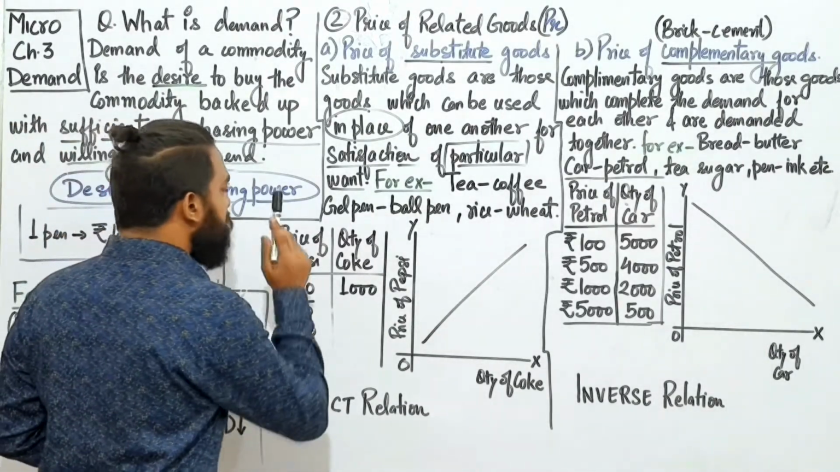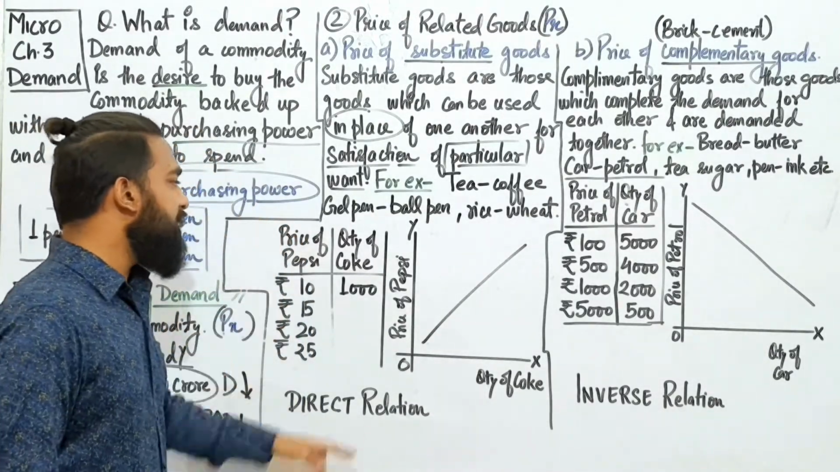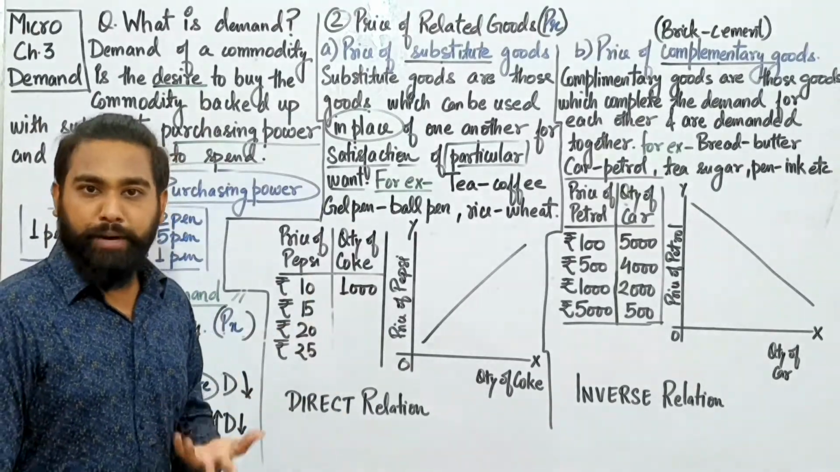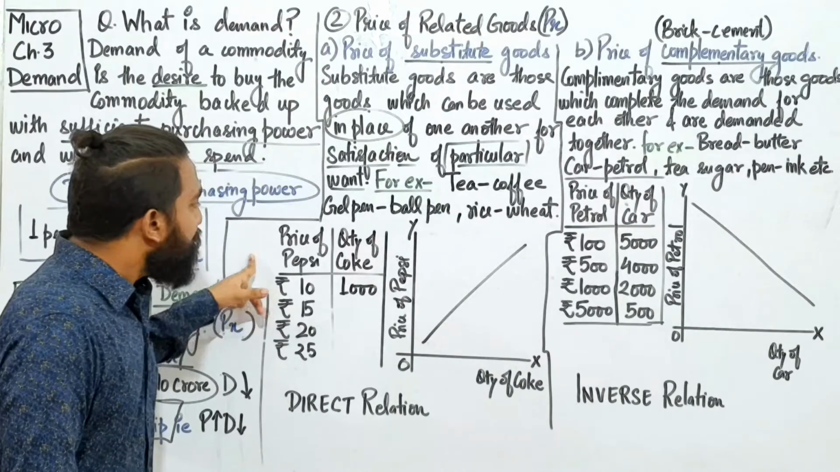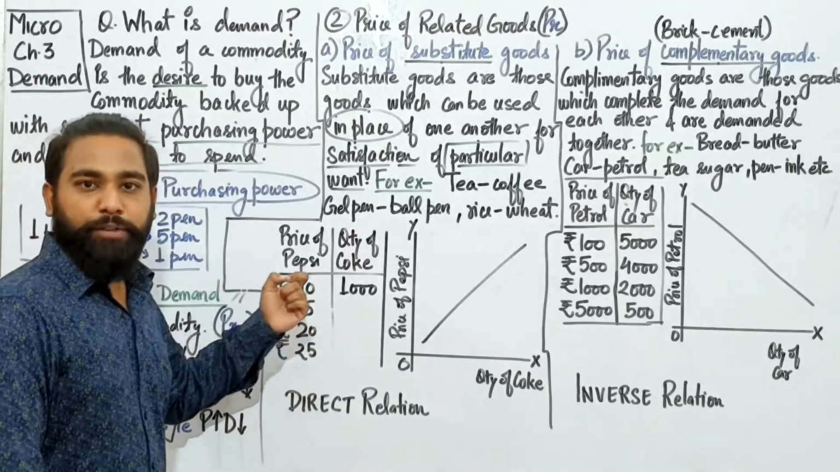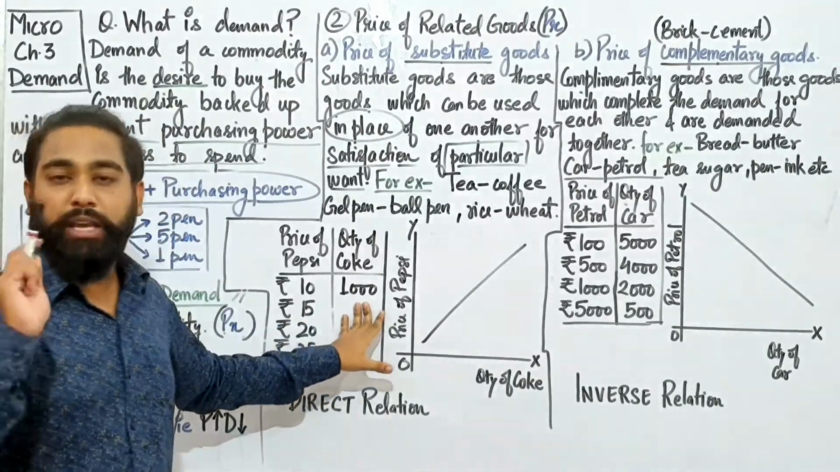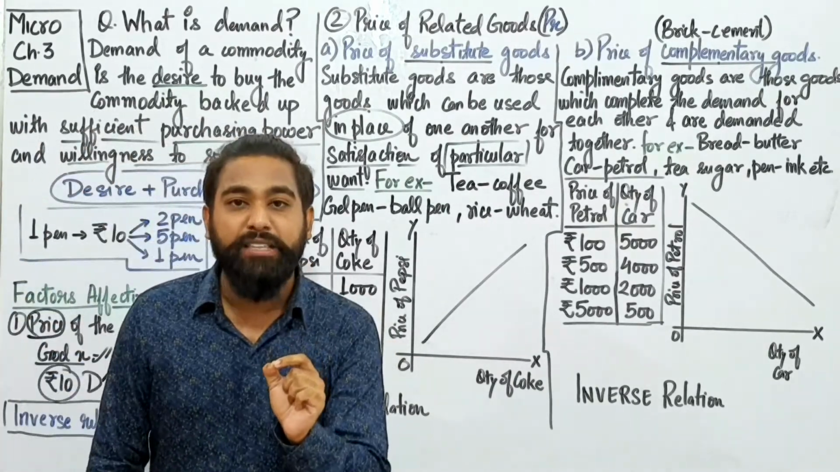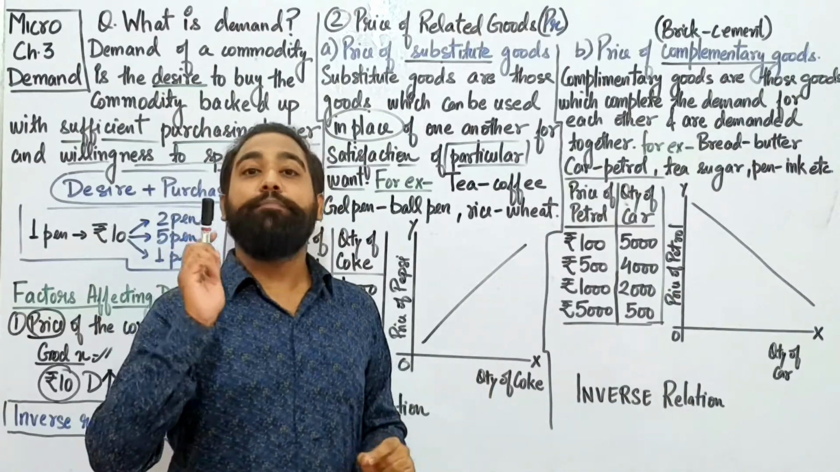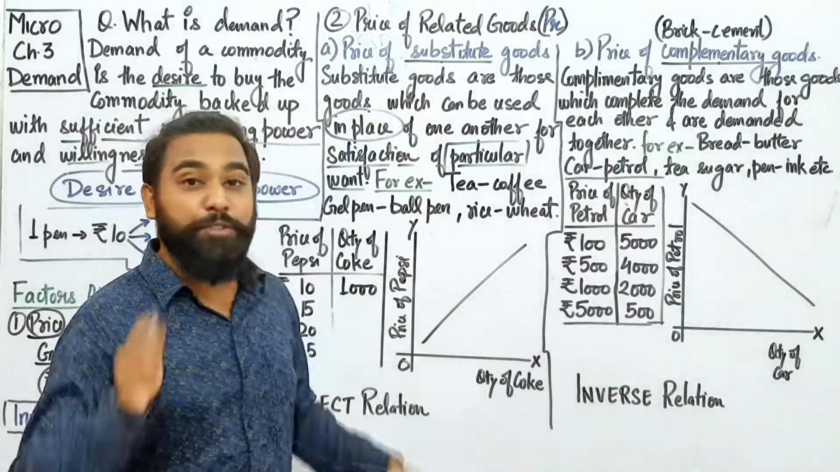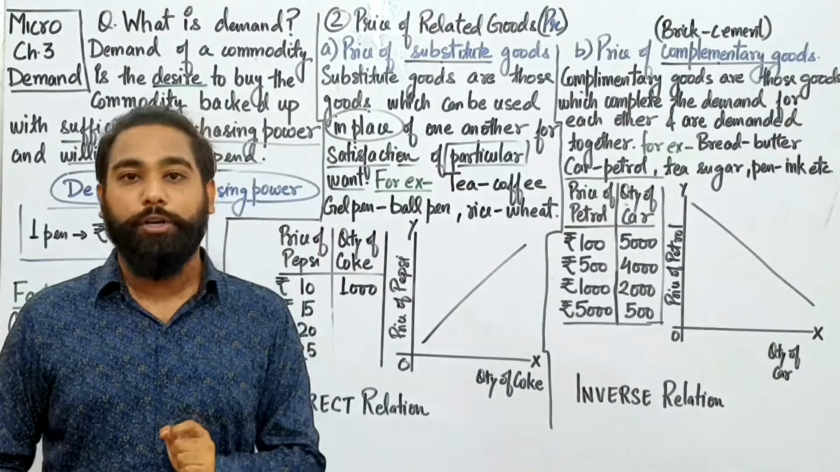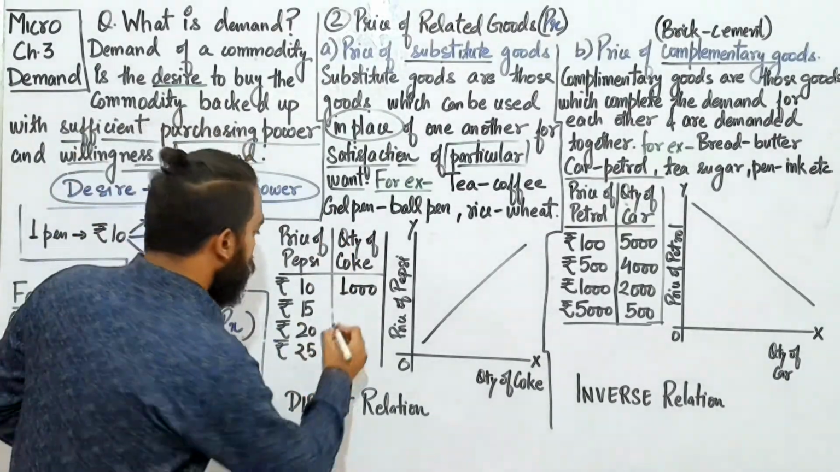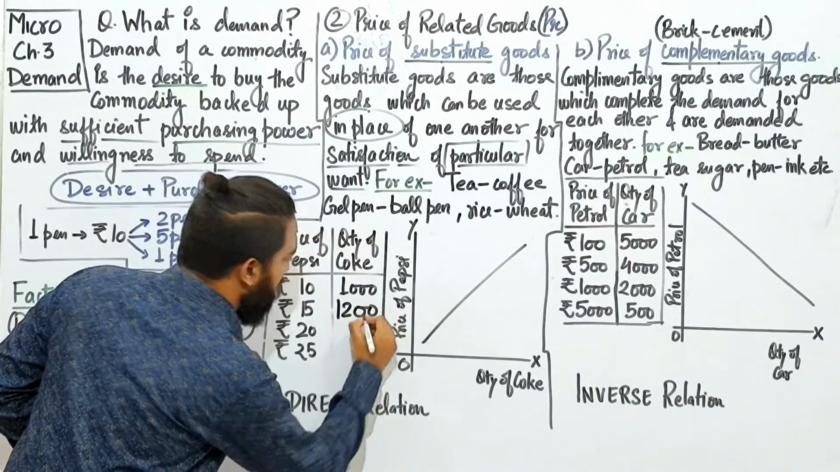Now, if the price of Pepsi is rupees 10, then 1000 bottles of Coke are being purchased. Pepsi increased its price to rupees 15. Now there will be some effect on the sale of Coke. Because Pepsi has increased its price, people are not able to buy that, so people will shift to the substitute good. They will buy Coke more. Then in that case, the quantity of Coke will increase to, suppose, 1200 bottles.